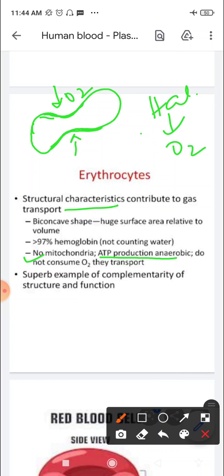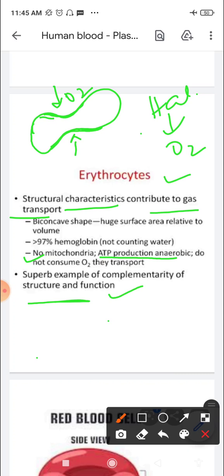So that is one very important thing, and it is a superb example of complementarity of structure and function. Structure and function here means that the kind of structure it has, it complements or helps to carry out the function easily. That means all the functions that the erythrocyte is carrying out, they basically contribute to the gas transport. The structure of the RBC is good enough for the RBC to carry out its function properly and to the best level.